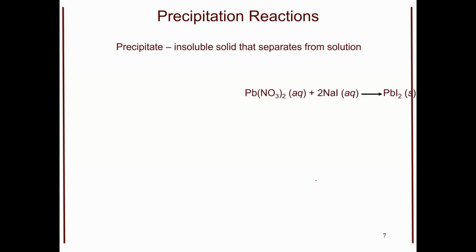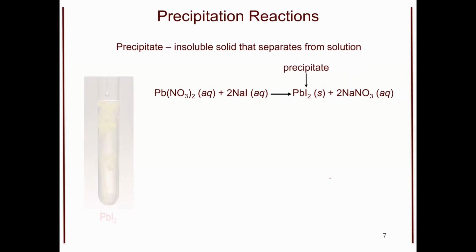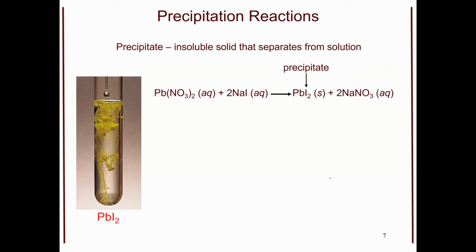So as you saw in the previous video, the precipitation reaction, the whole goal is to create an insoluble solid that separates itself from the solution. So the example we saw before is taking lead nitrate, mixing it with sodium iodide, and then forming our precipitate, which is going to be lead iodide. You see that here in this picture as I am putting in the sodium iodide. I am going to get a yellow precipitate that is coming out of the solution.